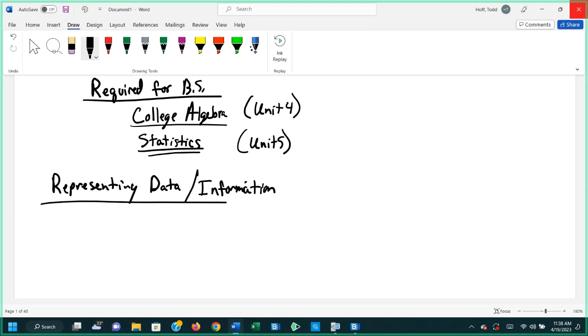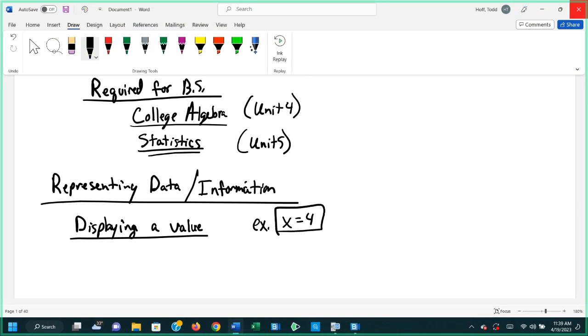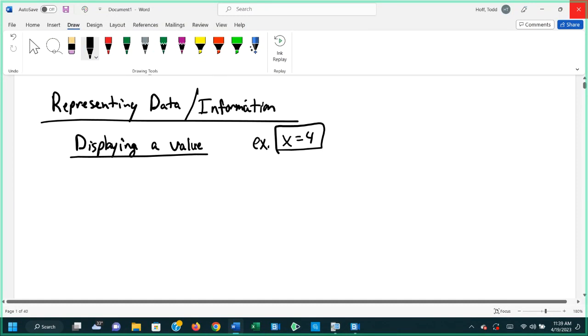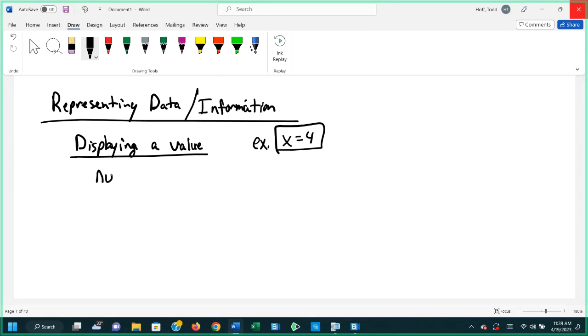And so the first thing that we need to look at in Unit 4 here is displaying a value. How do we display a value? For example, let's say we have x equals 4 is our value that we want to display. One of the tools we used way back at the beginning of the course, and it's going to come back to us now, is a number line.